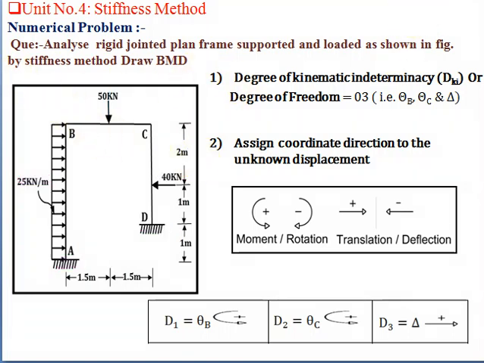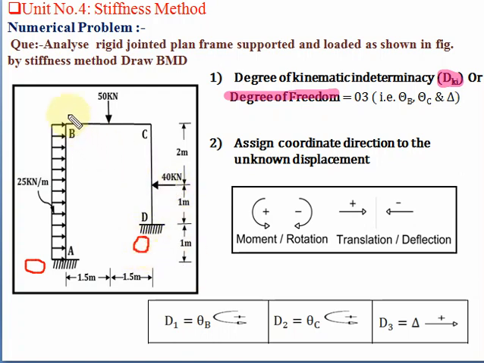Now as we know, our first step is to find out the degree of kinematic indeterminacy, or we also call it the degree of freedom. For that we'll observe the supports. At support A, a fixed support is given. As we know, when a fixed support is given, the degree of freedom is 0. At support D, again a fixed support is given, so the degree of freedom is 0.